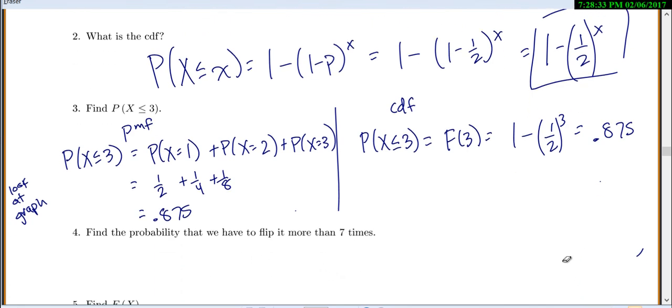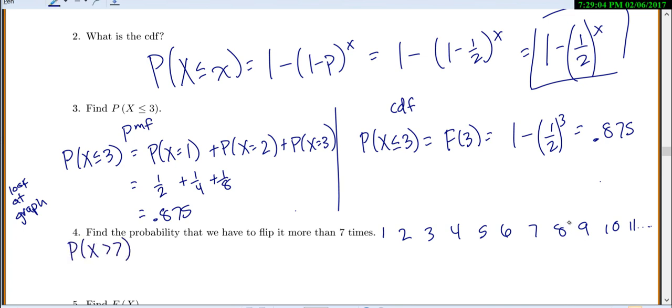Number 4, let's find the probability that we have to flip it more than 7 times. So again, usually on these I sometimes have to stop and think about it. So what are our possibilities? We have 1, 2, 3, 4, 5, 6, 7, 8, 9, 10, 11, but notice it doesn't stop, does it? And so if I wanted to find the probability that I have to do it more than 7 times, I'd have to do the 8 and the 9 and the 10 and the 11. So we're looking for the probability that x is greater than 7.